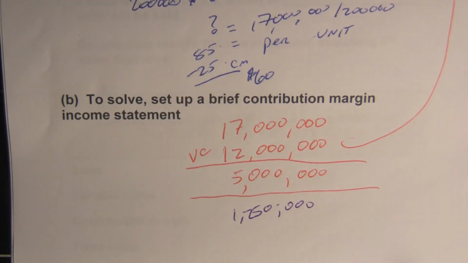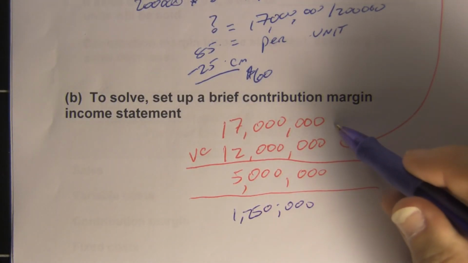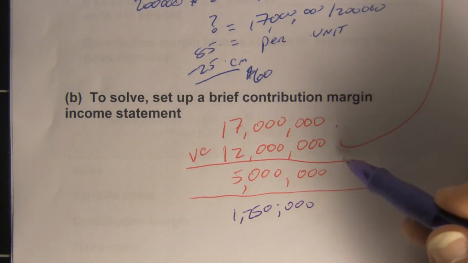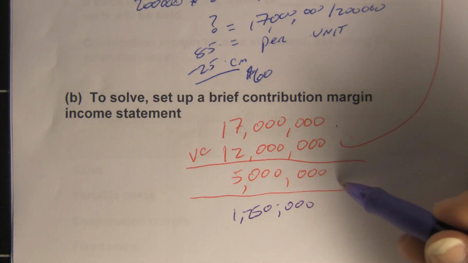You couldn't see me do any of that. Let me go through it again for you. 17 million they give us. 12 million was the variable cost we figured out from part A. That gives us a total of contribution margin and fixed costs of $500,000.